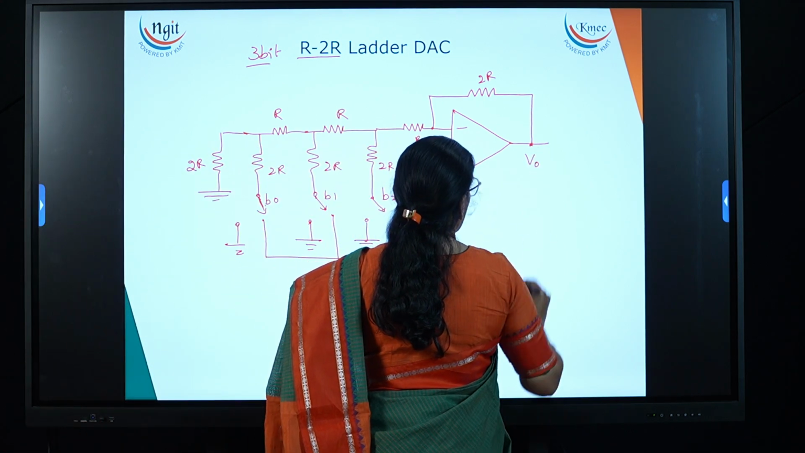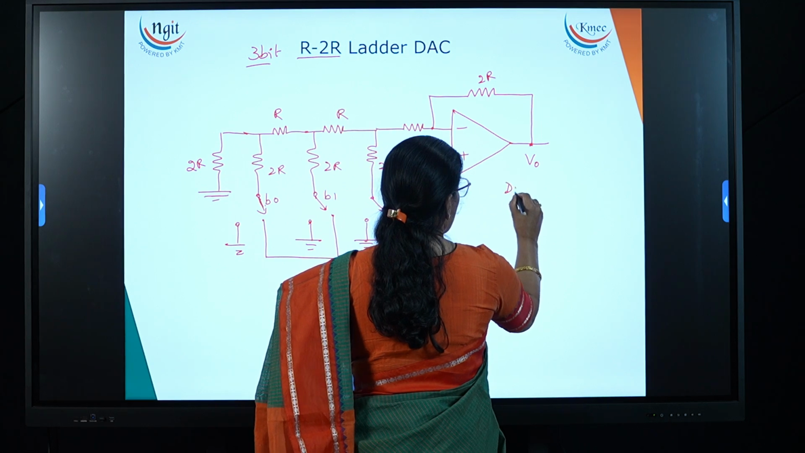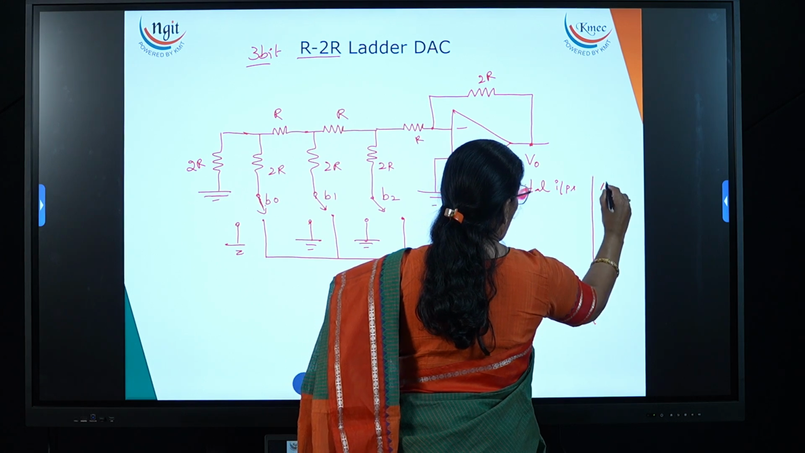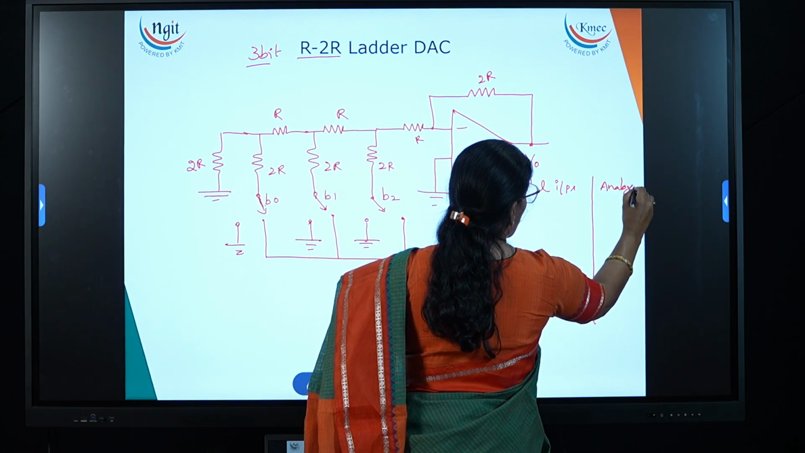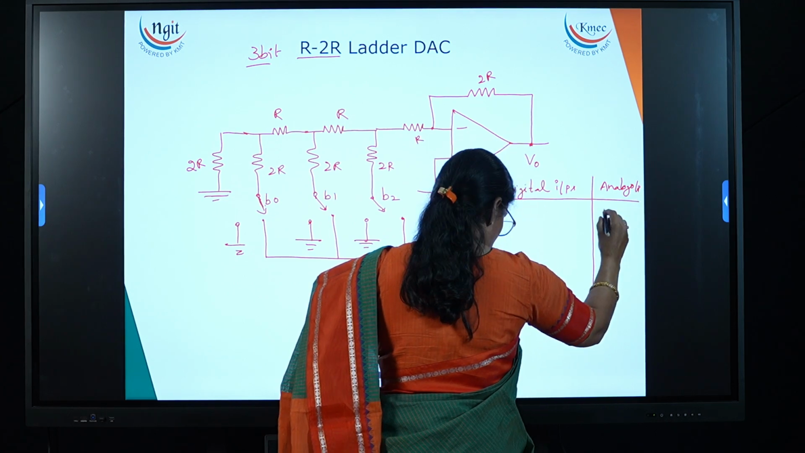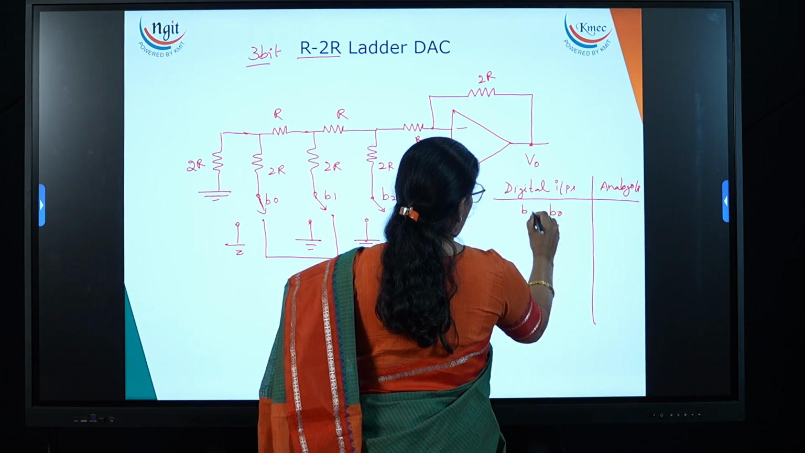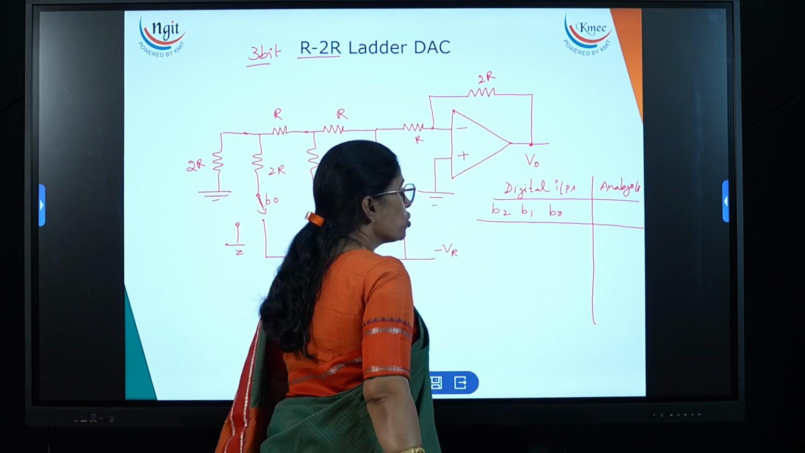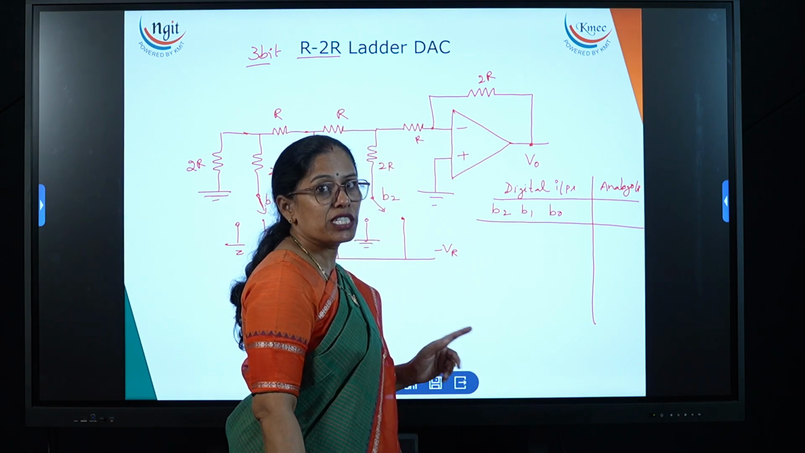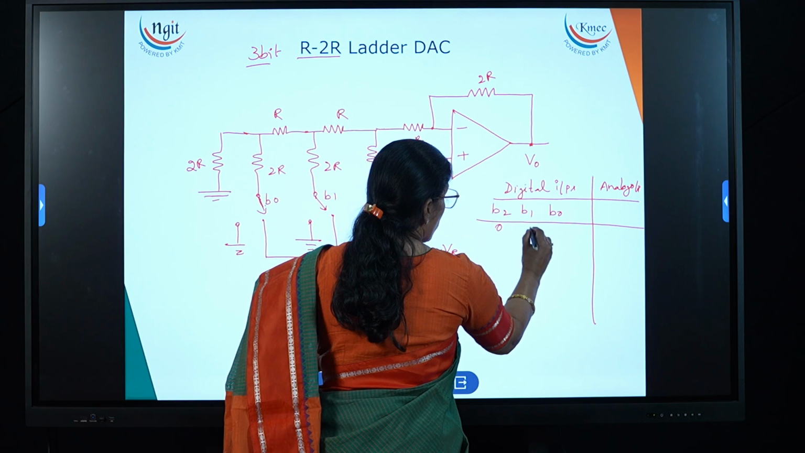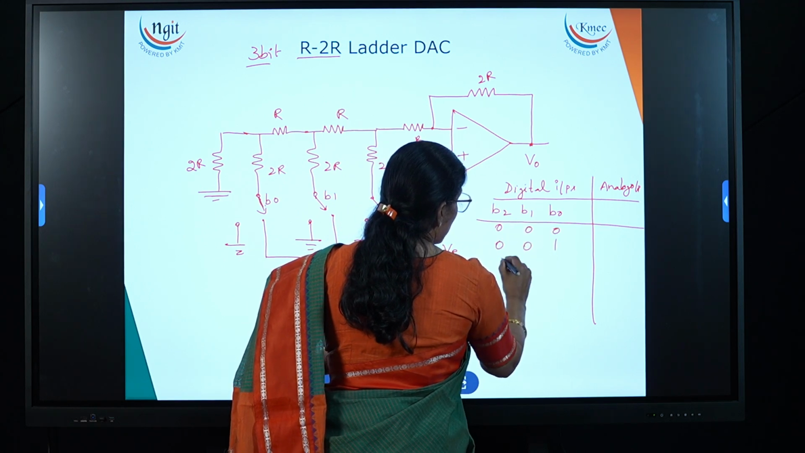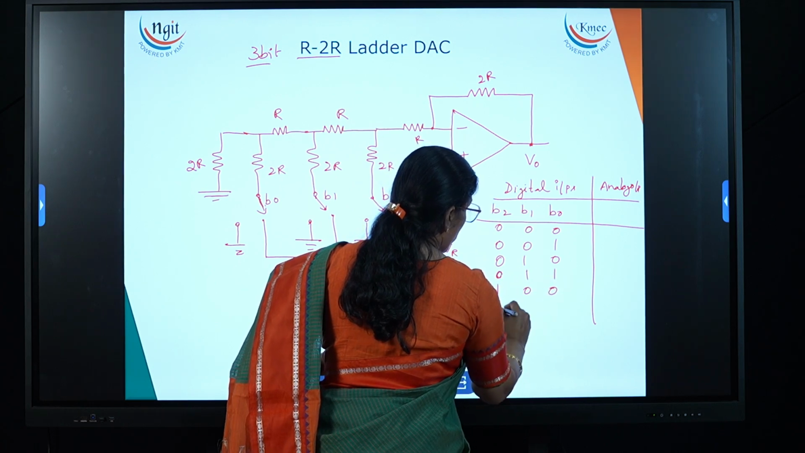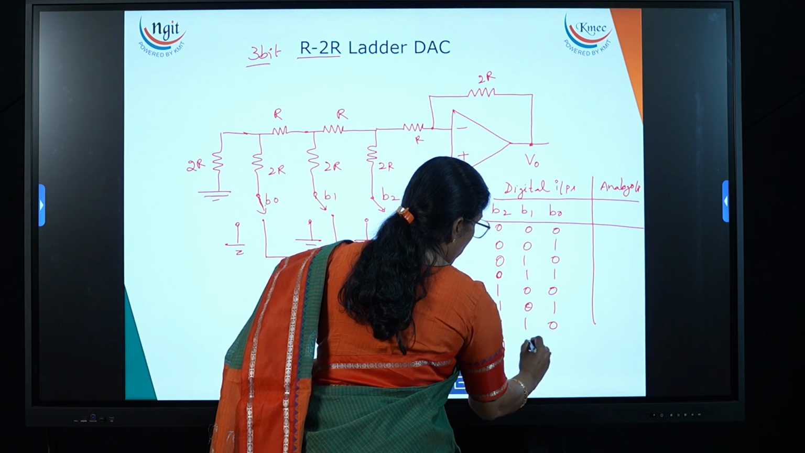So V out. Now here I am drawing the table: digital inputs and analog output. What are digital inputs? So here B0, B1, B2. Now what are the combinations? So total 3 bits are there. How many combinations will we get? 2 to the power of 3 is equal to 8 combinations we will get. That is 0, 0, 0, 0, 0, 1, 0, 1, 0, 0, 1, 1, 1, 0, 0, 1, 0, 1, 1, 1, 0, and last all ones.